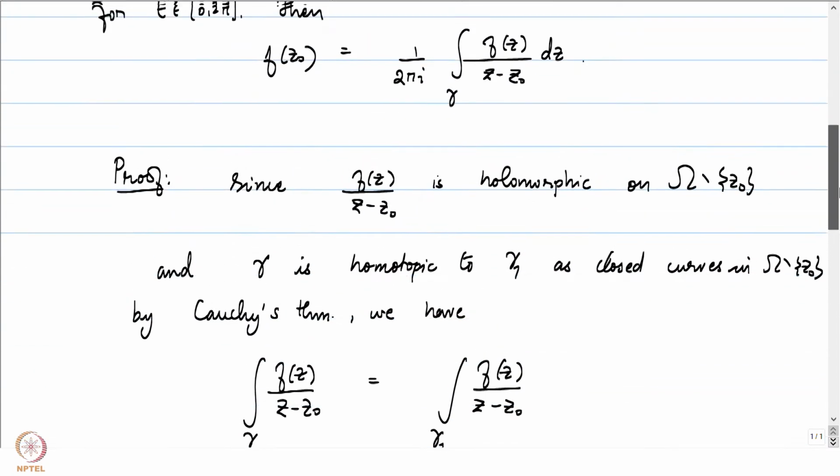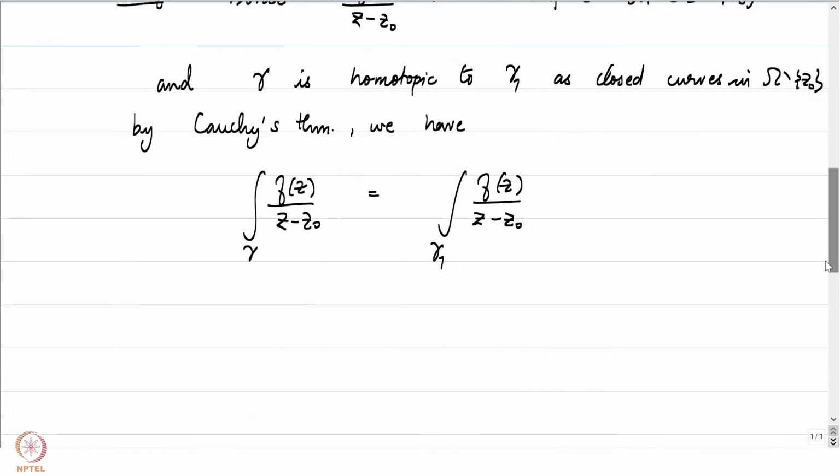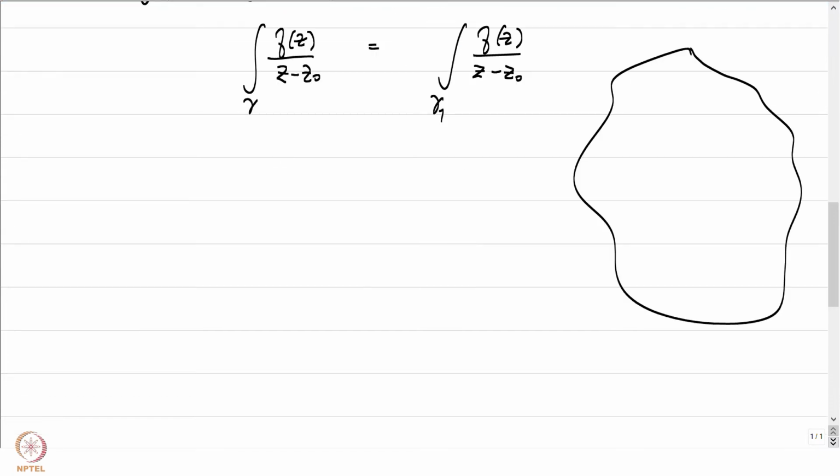That is good because we have effectively reduced this integral to an integral on the circle of radius r around z naught. Let's draw a picture to understand what we have done. Suppose this is our omega, and suppose we pick a point z0 and r such that the closed disk of radius r around z naught is contained in our domain omega.